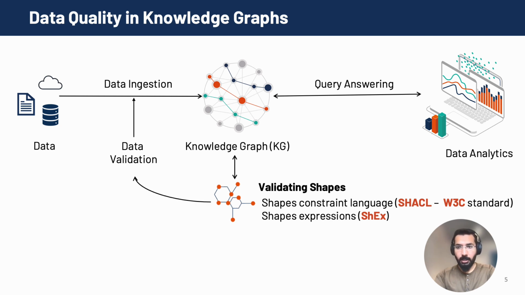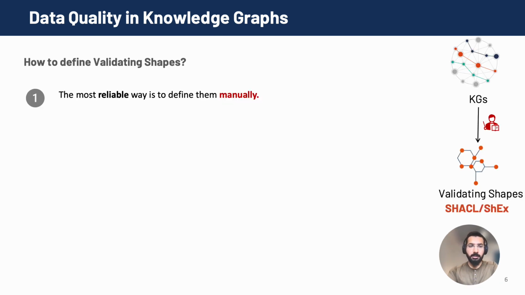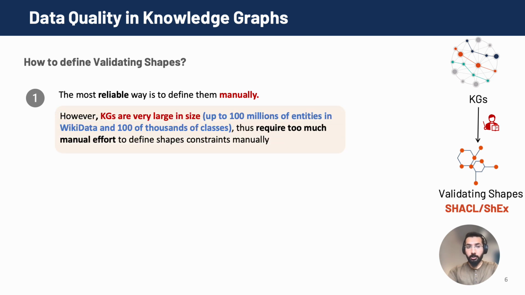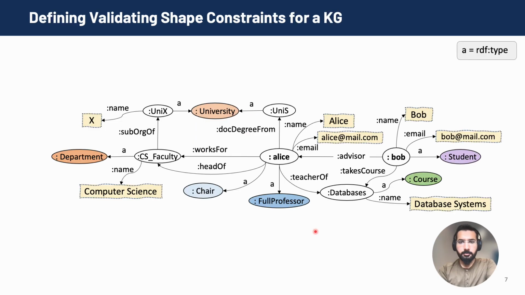Now the main question is, how can we define validating shapes? The most reliable way is to define them manually. However, knowledge graphs are very large in size, up to hundreds of millions of entities and hundreds of thousands of classes, for instance in Wikidata. Thus, they require too much manual effort to define shapes manually. Let's define shapes constraints for an example knowledge graph. This knowledge graph represents information about a university student, Bob, who is taking a database course advised by a full professor, Alice. Let's define validating shapes for this graph.